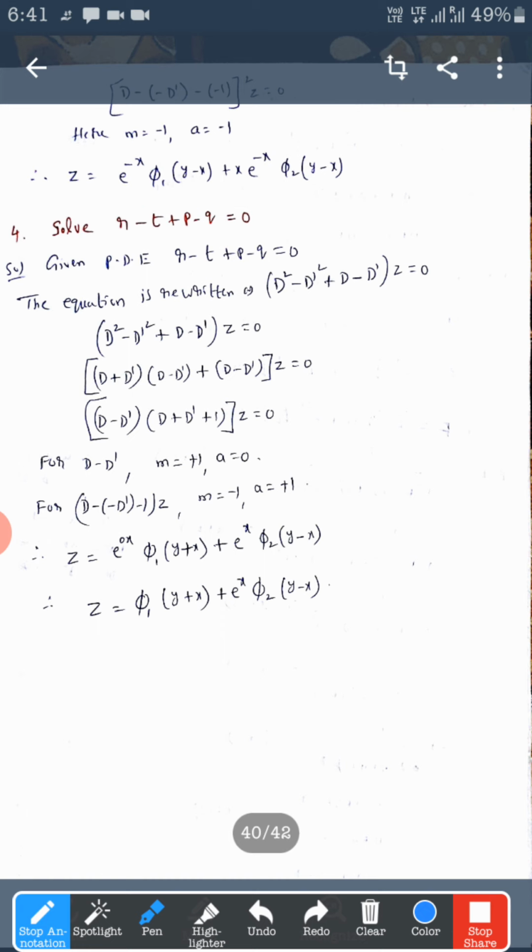This is another example. If you consider the fourth example, here also, in place of our dou square z by dou x square, if you write this in standard form, this becomes d square minus d dash square plus d minus d dash.